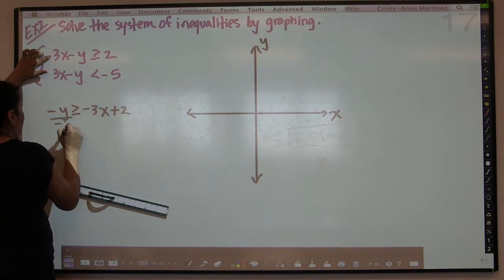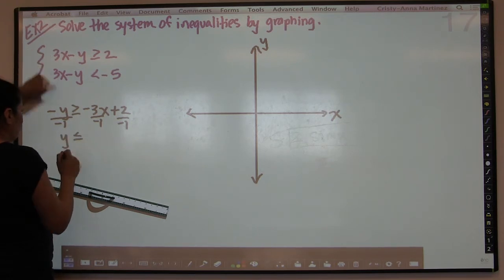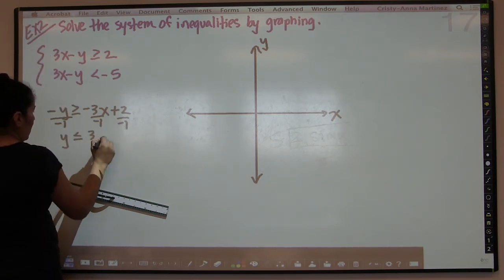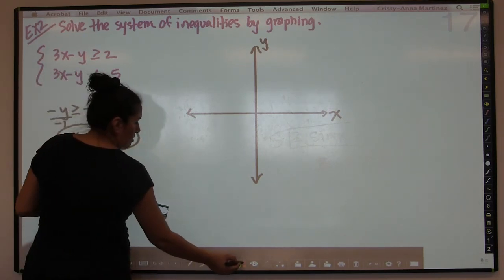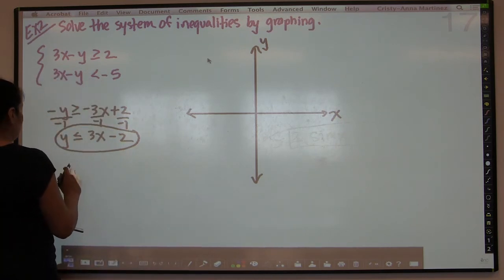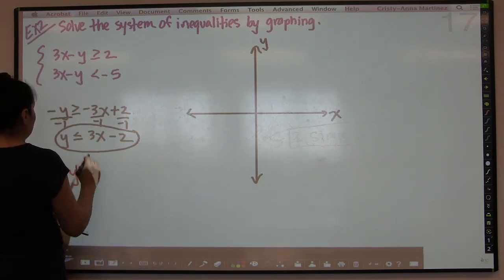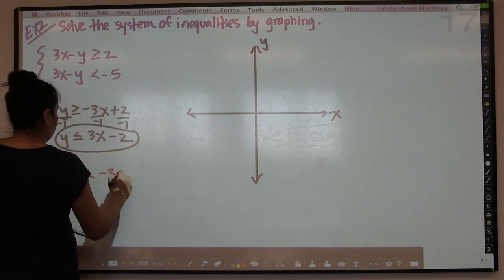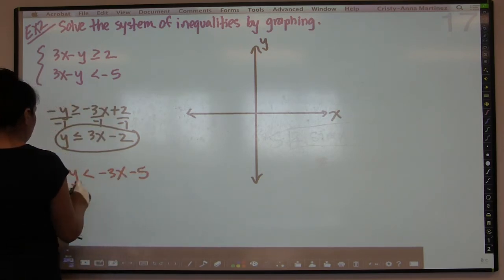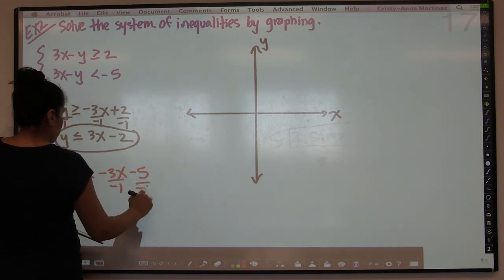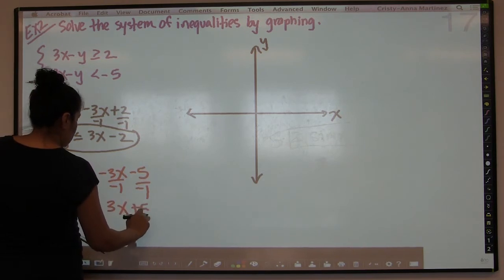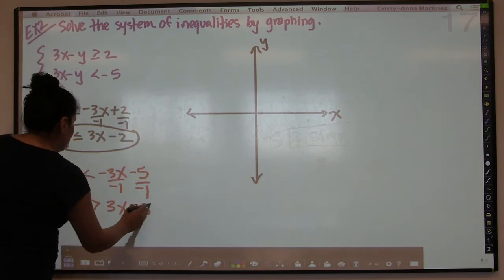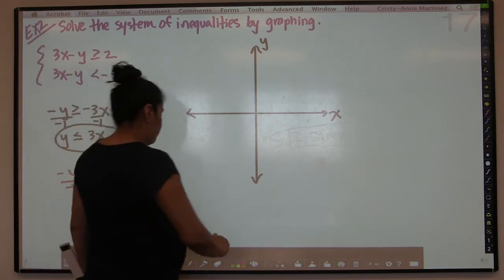And when I divide by the negative, I'm going to get a less than symbol because I have to flip my symbol, a positive 3x, and a minus 2. So there's my first equation. And my second one is going to be much like it. We're going to go negative y less than, and then the negative 3x is going to go over here, minus the 5. We divide by negative 1. And when you divide by negative, the little symbol flips, and I get 3x plus 5. So there's my second equation in mx plus b.